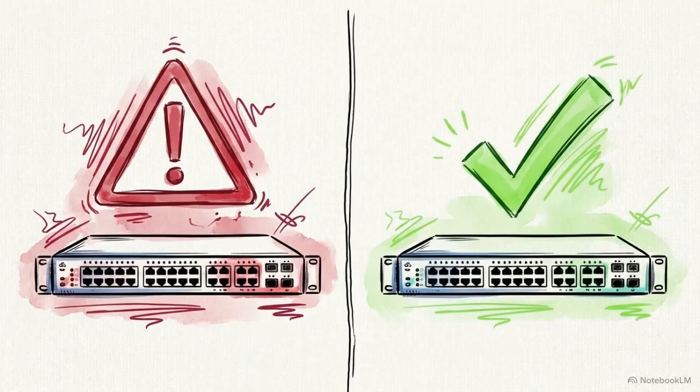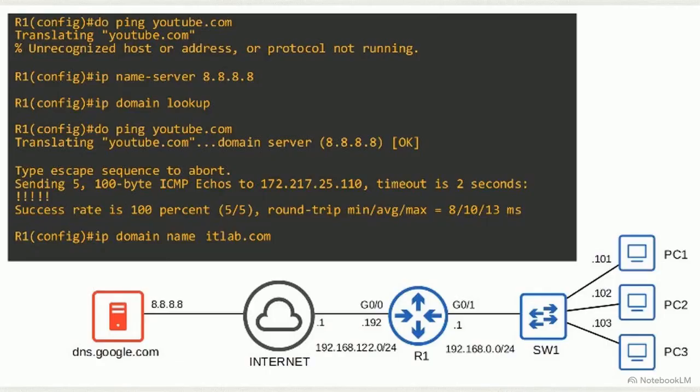Now we can verify the configuration by running the exact same ping test that failed earlier. Looking at the bottom section of this terminal output, you can see the successful translation to the 8.8.8.8 domain server, followed by the 5 exclamation points indicating successful ICMP echo replies.